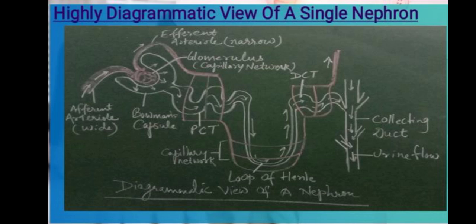DCT is lined with ciliated columnar epithelial cells. DCT continues into the collecting duct. The collecting duct receives the contents of many renal tubules, and ultimately these contents enter into the ureters.